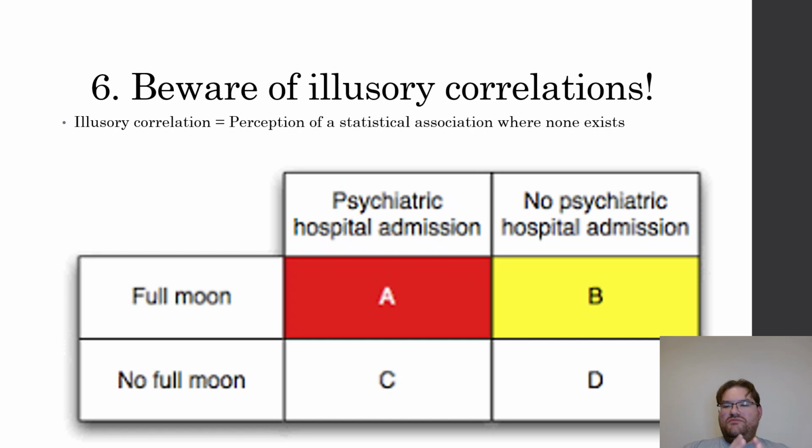A lot of people are only paying attention to cell A of the table in red. They're not paying attention to the other cells. So we tend to remember the hits and forget the misses. We tend to remember the times when people were admitted under a full moon to the psychiatric hospital, but we tend to forget all the times there was a full moon and no psychiatric hospital admittance. We tend to not pay attention to no full moon and psychiatric hospital admittance, and we tend to not pay attention to no full moon and no psychiatric hospital admittance. Okay?